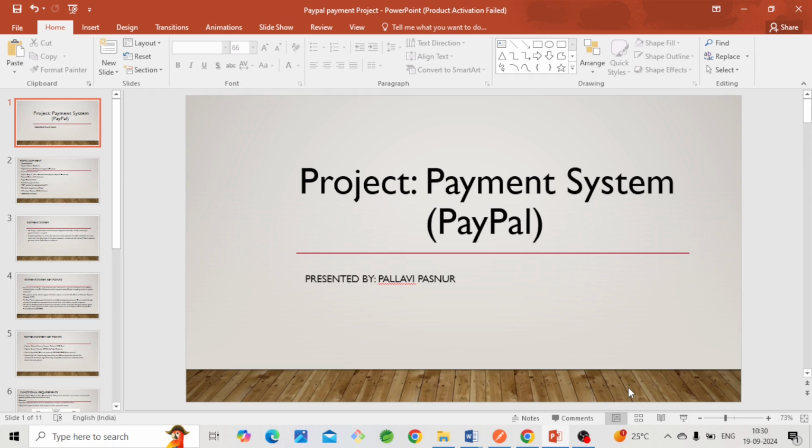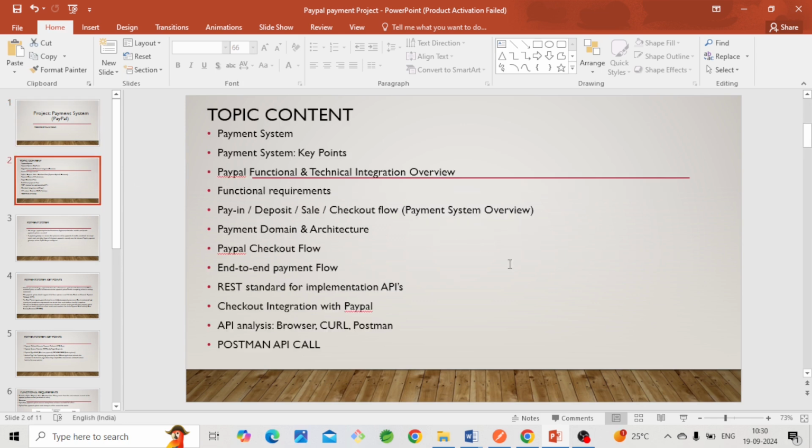PayPal payment system, the end-to-end flow of the PayPal payment system, and how we are integrating the PayPal system. So these are the contents of today's presentation. We will discuss the payment system, what is meant by the payment system, what the key components are, and also the PayPal functional and technical integration overview. What are the functional requirements?